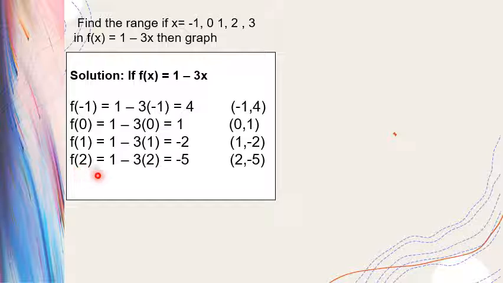If x is 2, then 1 minus 3 times 2. Negative 3 times 2 is negative 6. So we have 1 minus 6, that's negative 5. So the ordered pair is 2 and negative 5. If x is 3, then 1 minus 3 times 3. Then 3 times 3 is 9. We have negative, so therefore it's negative 9. And we have to subtract the 1, negative 8. 3 and negative 8.